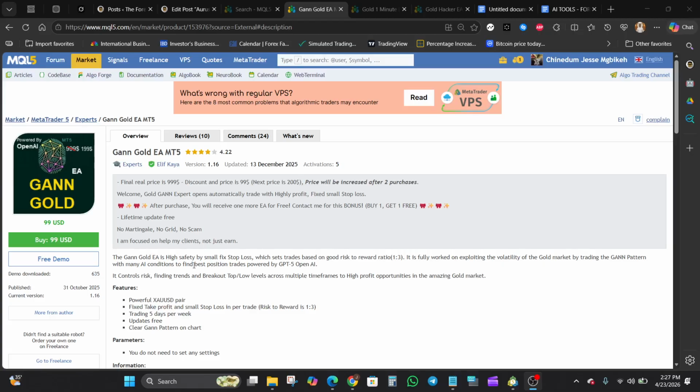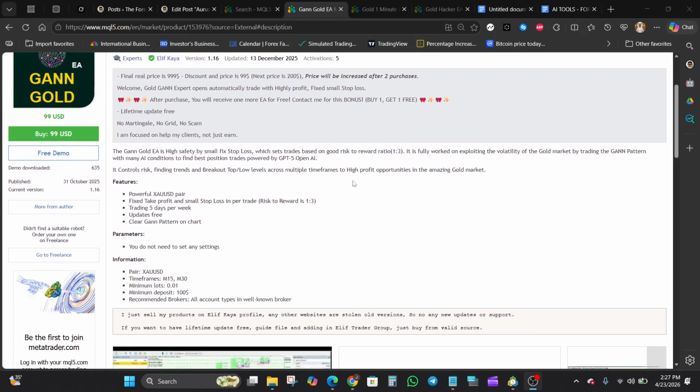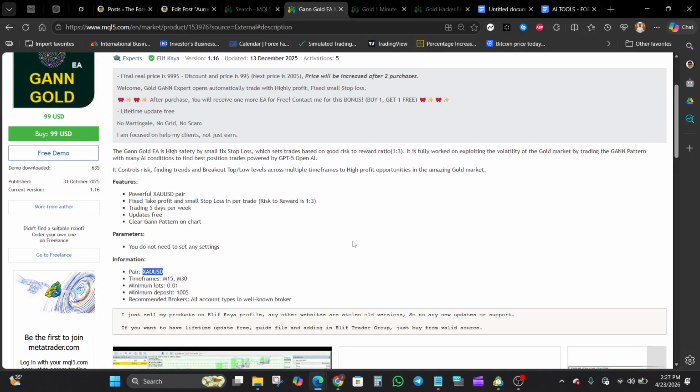So here we are on the MQL5 marketplace, and this is the Gann Gold EA by Elif Kaya. It's currently listed at 99 US dollars at a discounted price based on what we can see here, although the developer mentions that the price is expected to increase over time. From the description, the EA is specifically designed for XAUUSD, which is gold, and it focuses heavily on structured entries using what they refer to as Gann patterns, combined with AI based conditions.